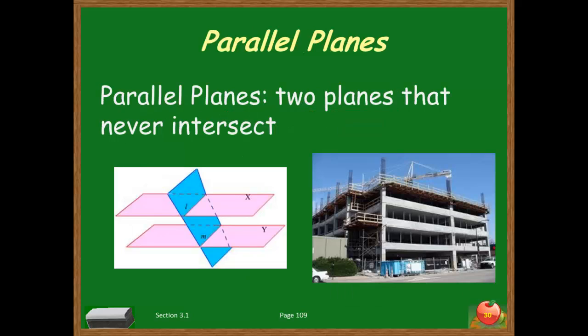Parallel planes. Two planes that never intersect. Plane X and plane Y never intersect. They are parallel planes. In this building, these floors are parallel planes. The first floor is parallel to the second floor. Parallel planes.